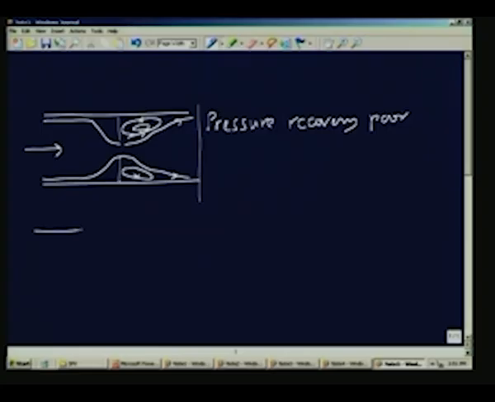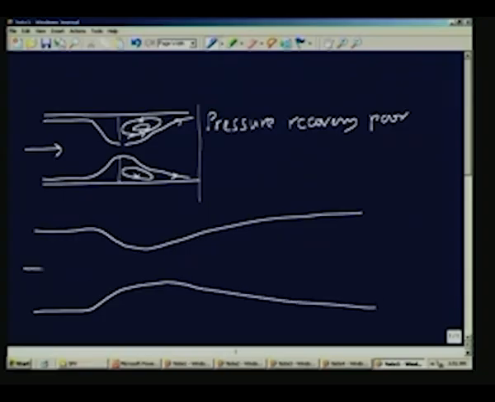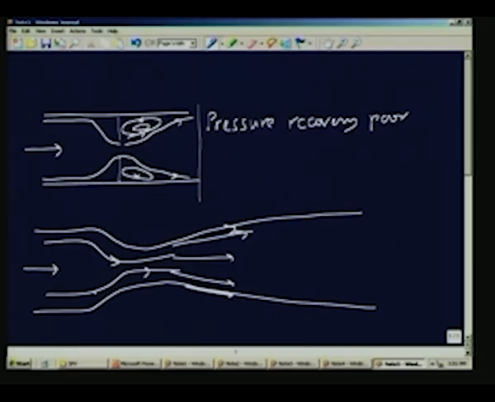If you take a look at a venturi, this is a venturi, there is no flow separation, it goes nicely like this, follows the contour. The flow separation and formation of a vortex and so on is not there, and therefore the pressure recovery is much better. So, we will say better pressure recovery.